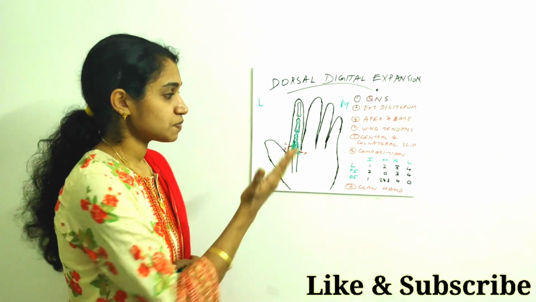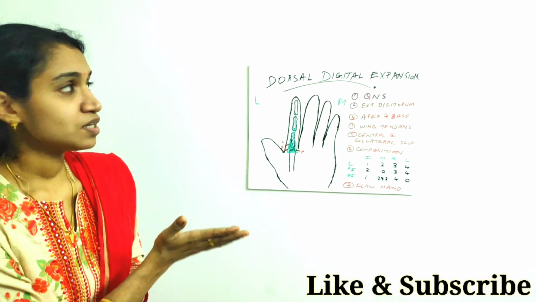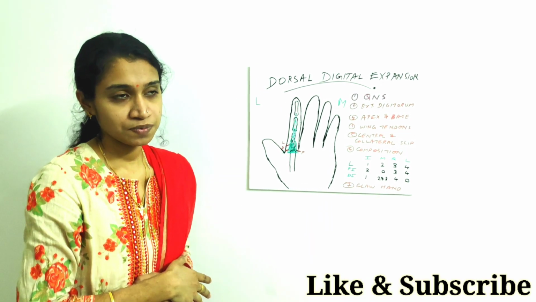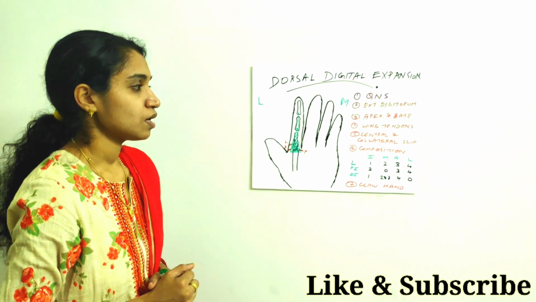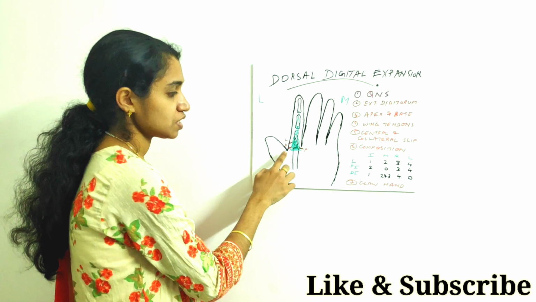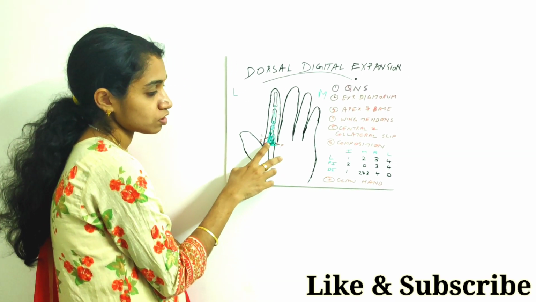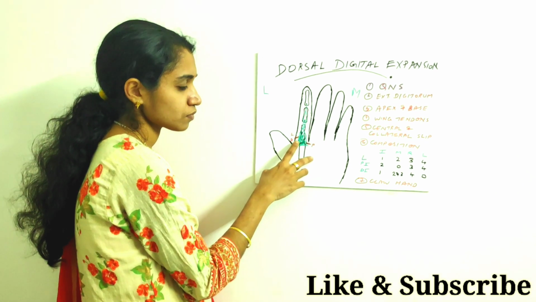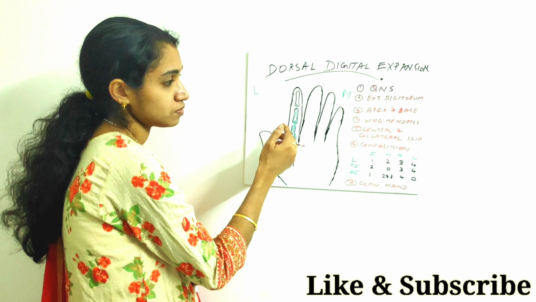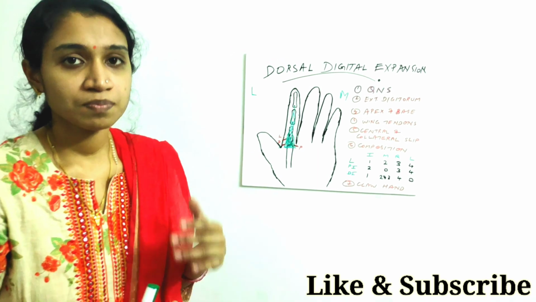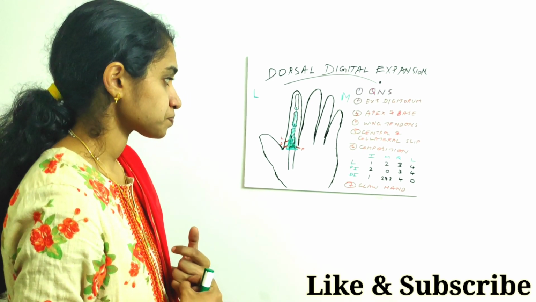And on another aspect, laterally, usually the lumbricals will be attaching along the lateral margin of the dorsal digital expansion. Then the other differences: the proximal wing tendons will be closely related to the metacarpophalangeal joint, while the distal wing tendons are closely related to the proximal interphalangeal joint.